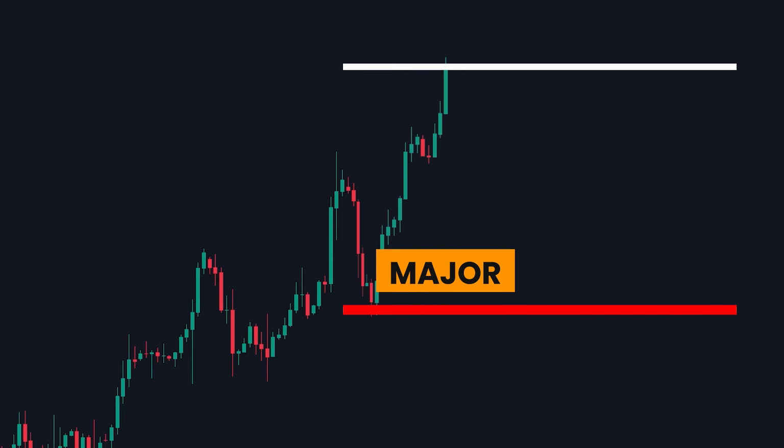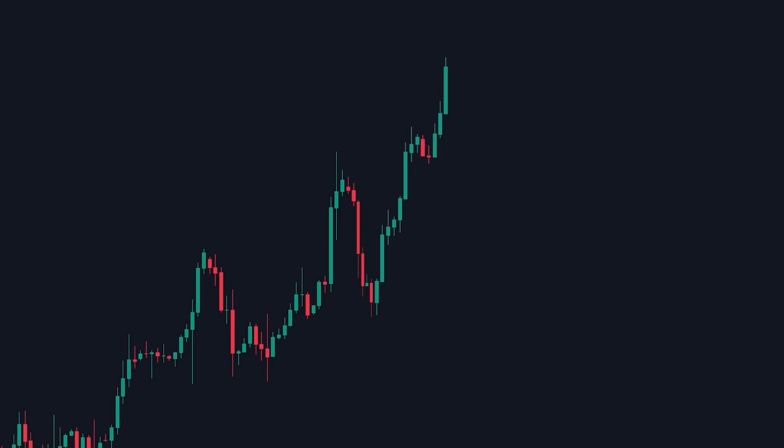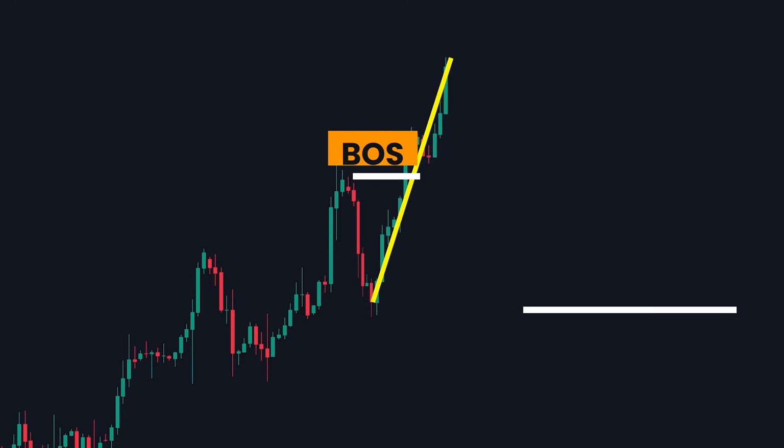The newly generated major low becomes this internal low situated at the extreme. This low is considered major because it's the last low created before price initiated that upward movement leading to the break of structure. Why focus on this low as the major rather than this other one? This is because the low located at the extreme is the ultimate and lowest point before price initiates its upward movement, creating the break of structure.